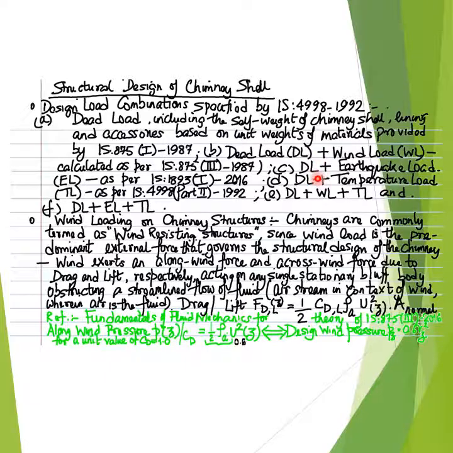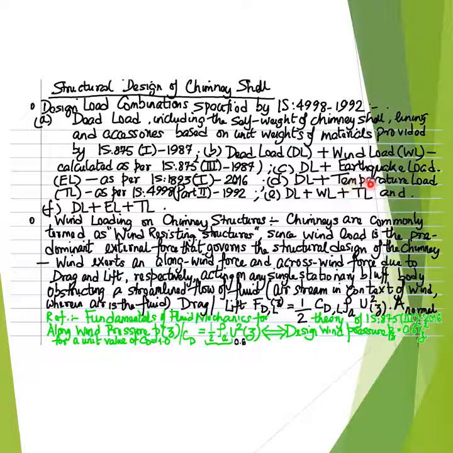Dead load, DL, combined with earthquake load, abbreviated as EL, wherein the earthquake load is calculated as per the design criteria specified by the Indian Standard Code of Design Practice for earthquake resistant design of structures, that is IS 1893, 2016 revision.